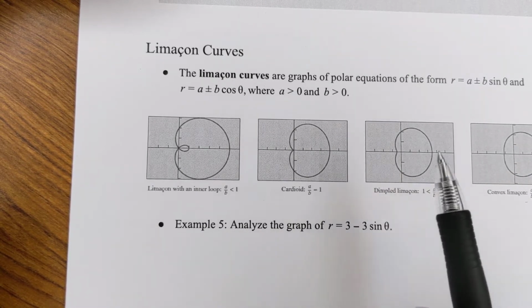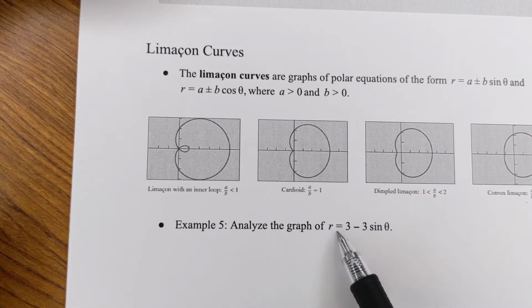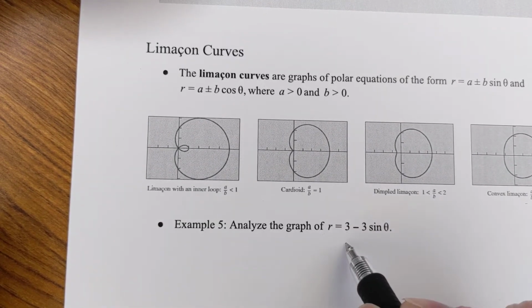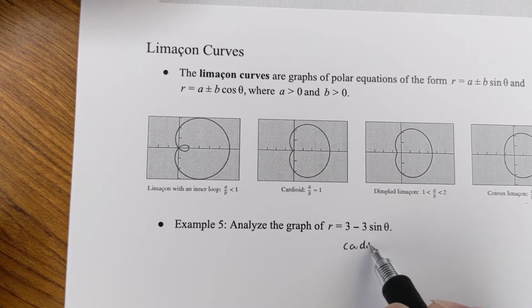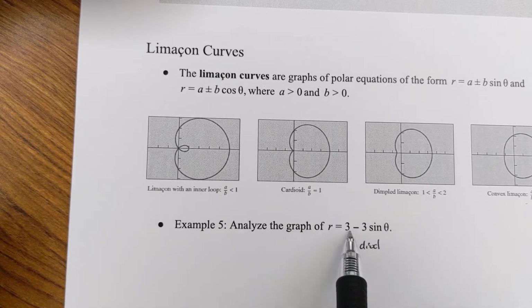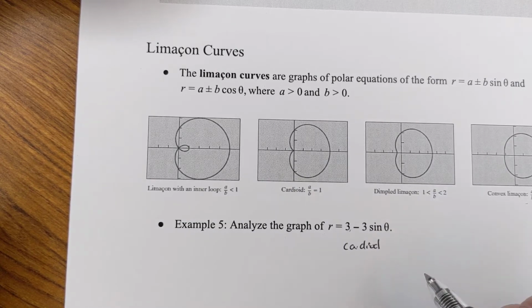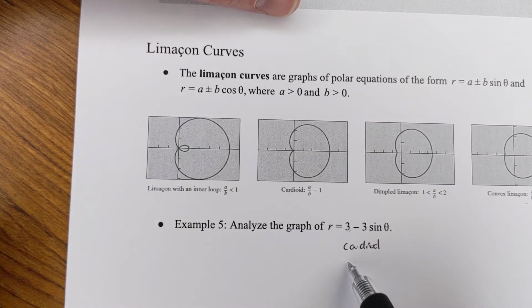So analyze a graph of r equals 3 minus 3 sine theta. This one will be a cardioid because a and b are the same value. So it'll have a dent like that. It'll be at most 6 units from the center, 3 plus 3.